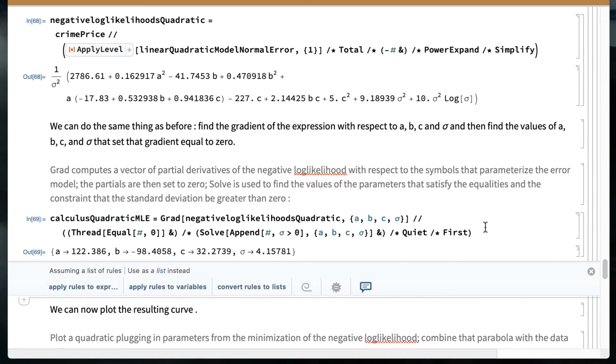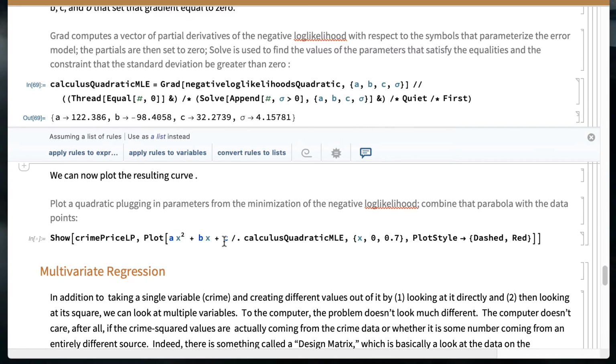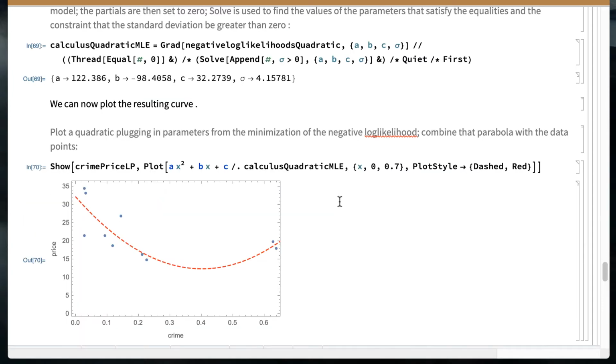So there we go. We get some values, and we can plot the resulting curve. Here's our original data, which we're going to combine through show with a plot of a symbolic parabola, but we're going to plug in the specific values we have for A, B, and C. We'll run that over the range of our data, and we'll make it dashed and red, because I like dashed red. And there we go. That is the MLE estimate of a quadratic fit to our data.